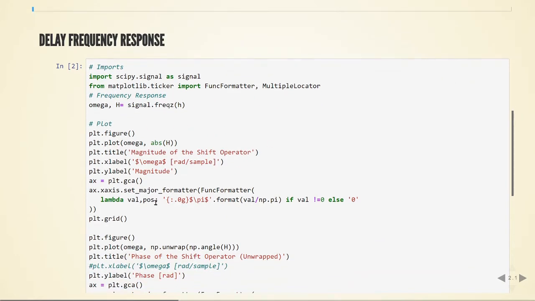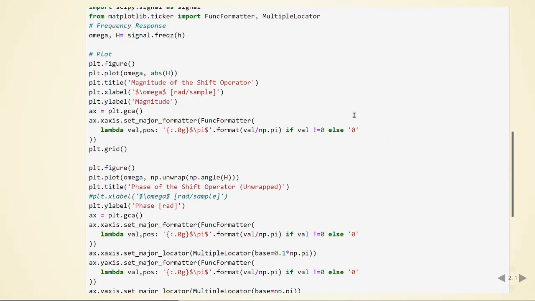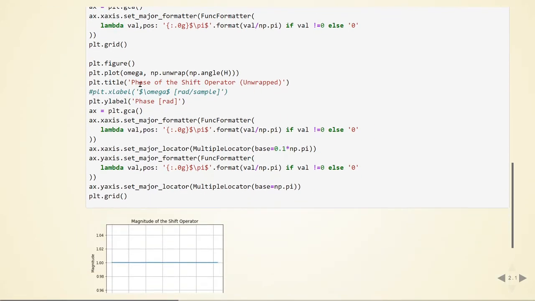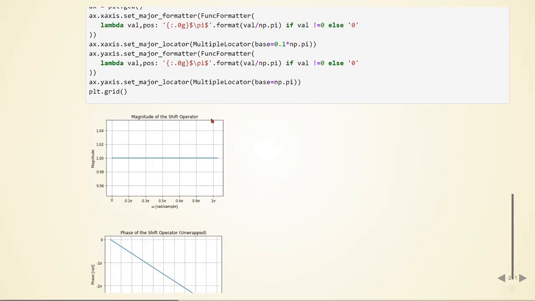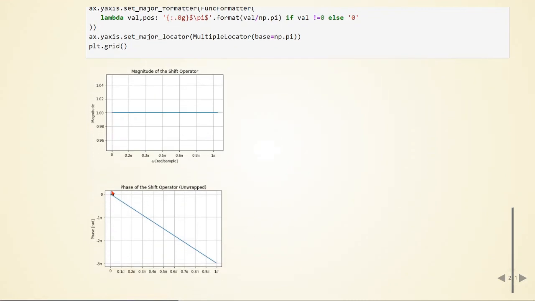And here we will plot the magnitude of the shift operator of the delay line, and here the phase. So we have a constant magnitude equal to 1, so we don't have any changes in the magnitude, and we have linear phase for this delay line or this shift operator.